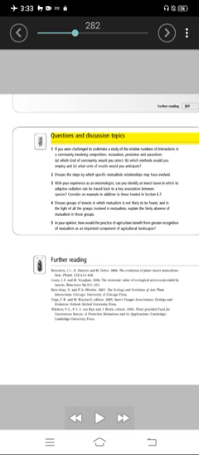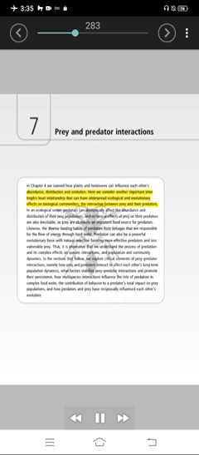7 Prey and predator interactions. In Chapter 4 we learned how plants and herbivores can influence each other's abundance, distribution and evolution. Here we consider another important intertrophic level relationship that can have widespread ecological and evolutionary effects on biological communities, the interaction between prey and their predators.